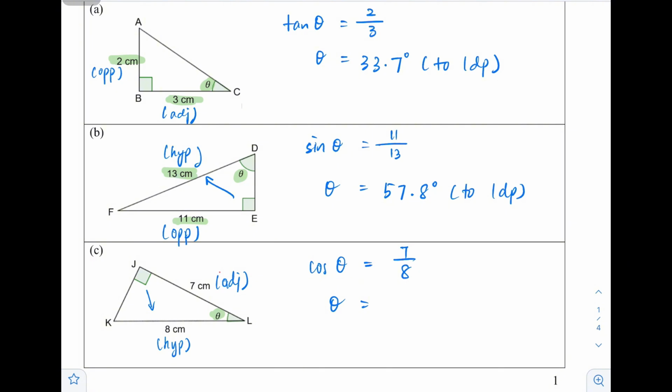To find the angle theta, again, you use your calculator, press second function or inverse cosine, and you should be able to get 28.955 degrees. Alright, so to round to 1 decimal place for this, you have to round up to 29.0. Make sure you put the 0.0 so that it is 1 decimal place.